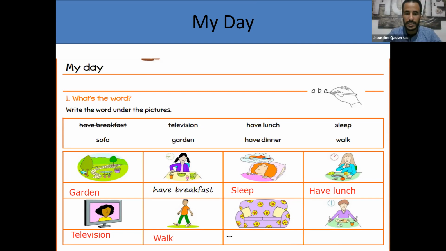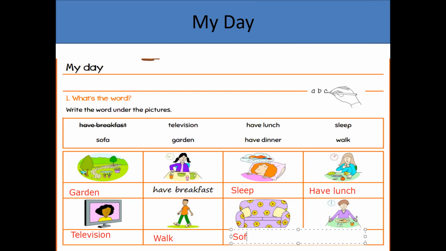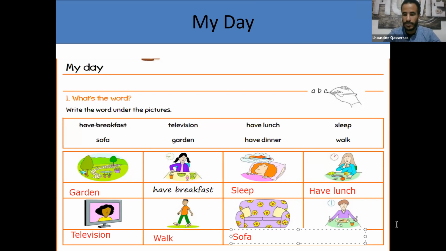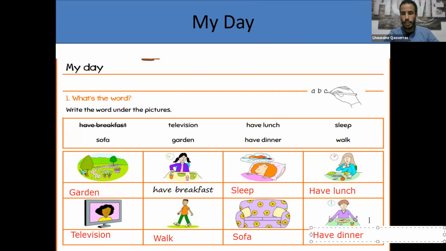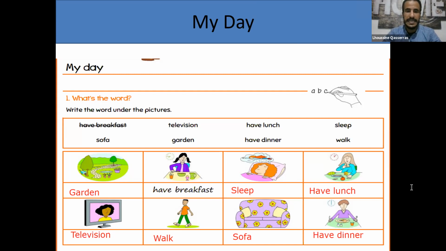The one before the last one is sofa. It's not sofa, it's sofa. Play the role of the learner, I mean, the young learner. Say, no, it's not sofa, it's sofa. Okay, sofa. So you teach pronunciation. Okay, great. Drilling. The last one is dinner. Have dinner. Good. So here we have our learners to have some words to use when they talk about their days.